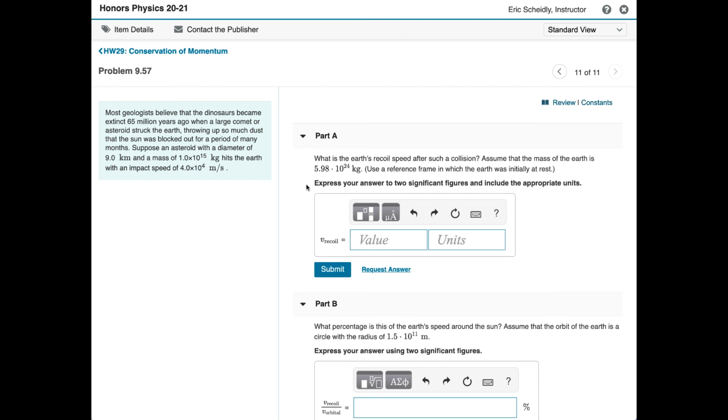So when this asteroid collides with the Earth and kills the dinosaurs, it doesn't really do much to affect the orbit of the Earth itself.